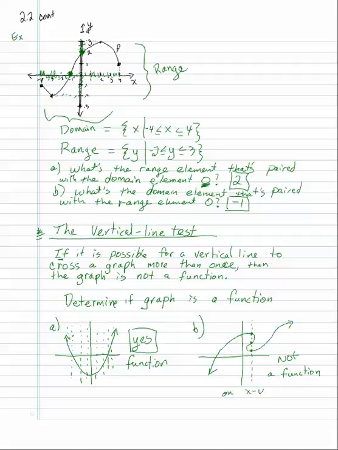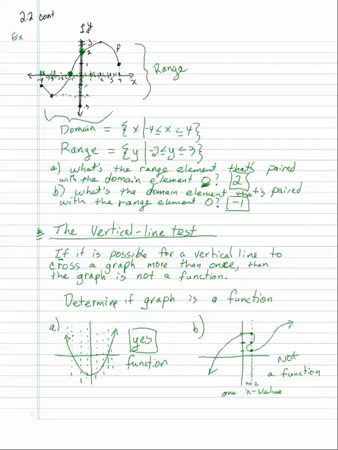This is one particular x value. Say this was x equals 2. For x equals 2, it's getting 1, 2, 3 y values assigned to it. So this x value has more than one y value, so it's not a function.